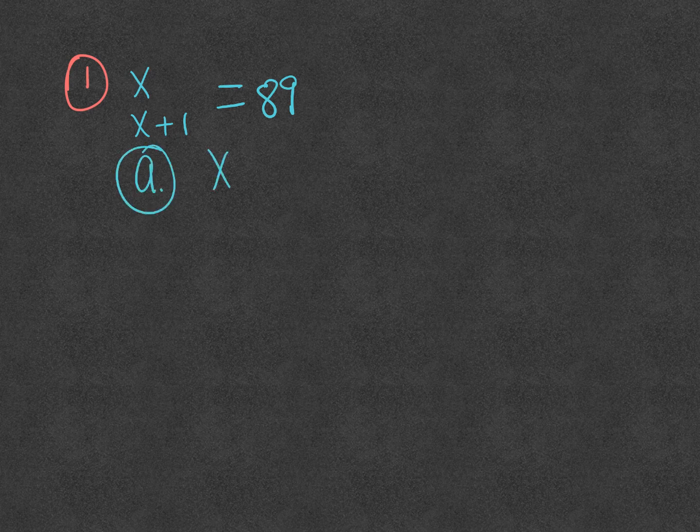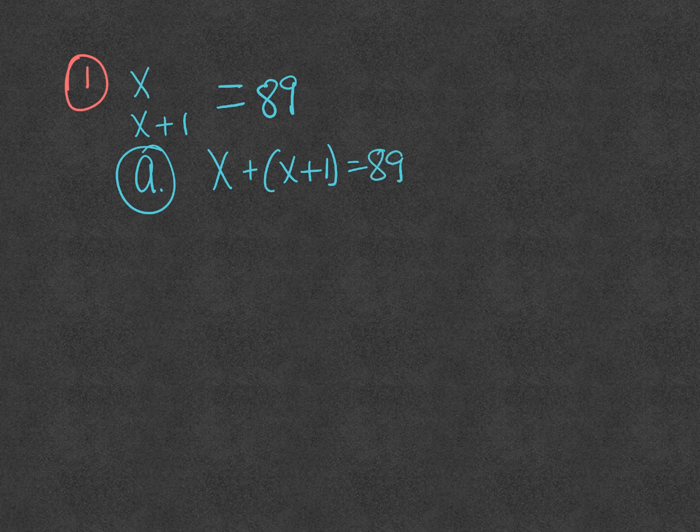and you have X plus what? 1. There you go. X and then X plus 1. And they equal what? 89. So you're asked to do 2 things here, okay? Number 1, or I think you can put A, you're to write the equation. X plus X plus 1 equals 89. So that's it.